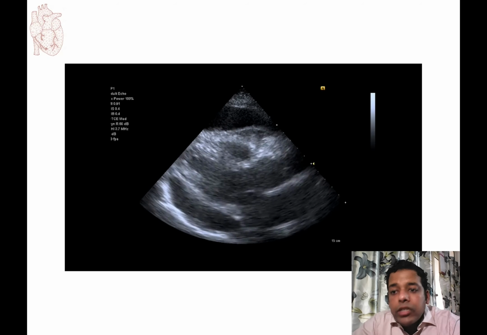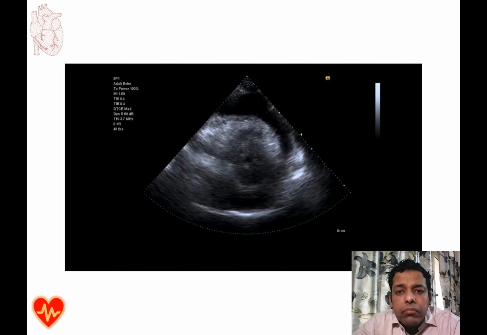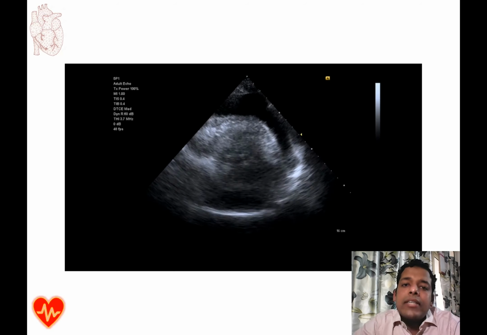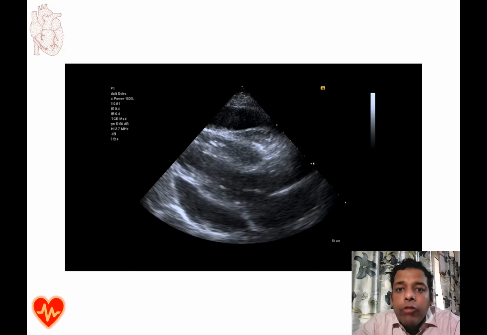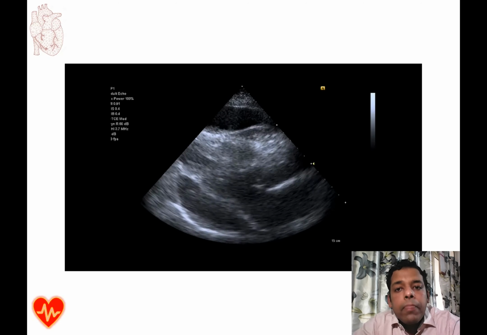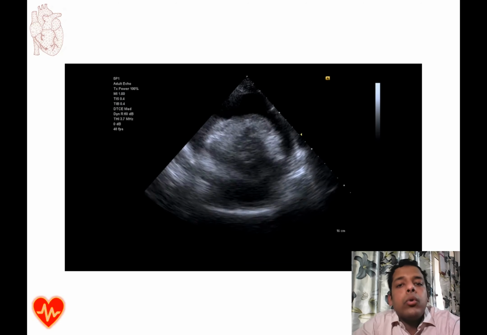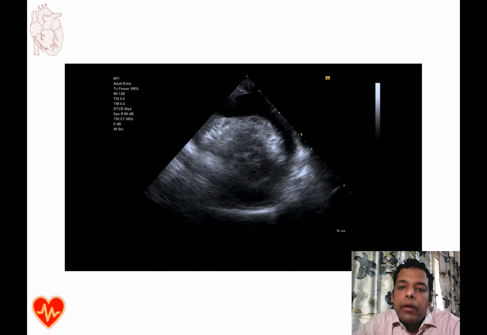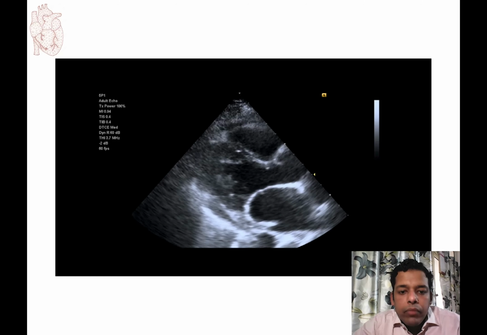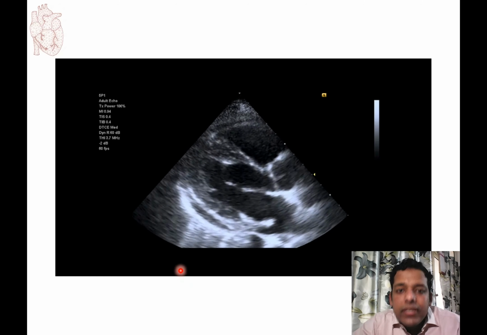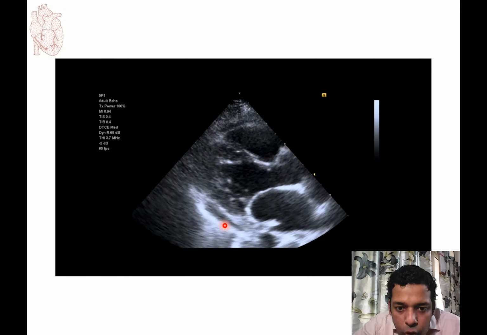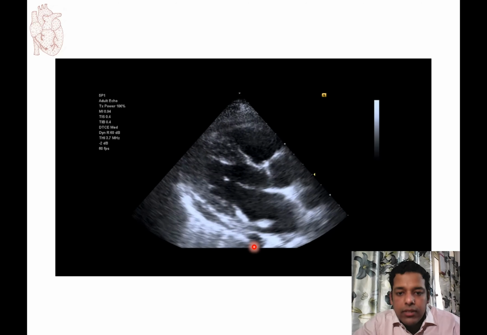An important tip here is that the pericardial reflection is typically anterior to the descending thoracic aorta, and therefore fluid appearing posterior to the descending thoracic aorta is more likely to be pleural, whereas fluid appearing anterior to the aorta is more likely to be pericardial. In this echo, we can see the descending thoracic aorta and a small pericardial effusion which is anterior to this descending aorta.